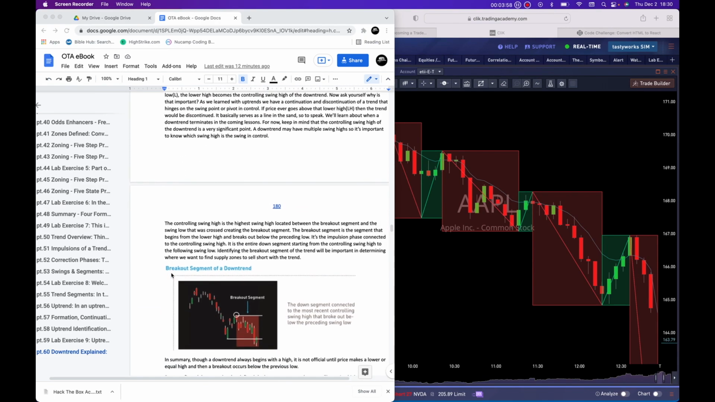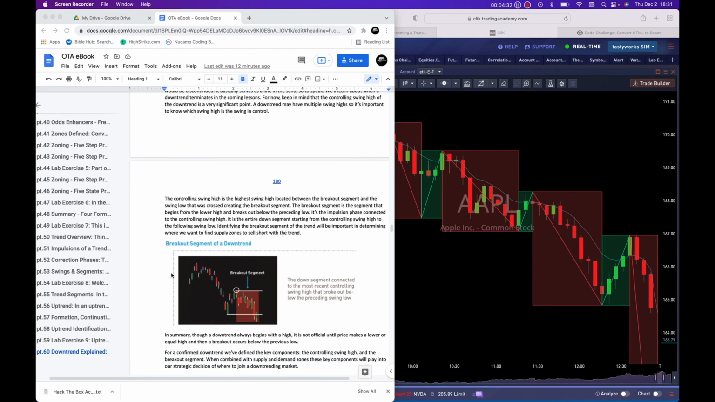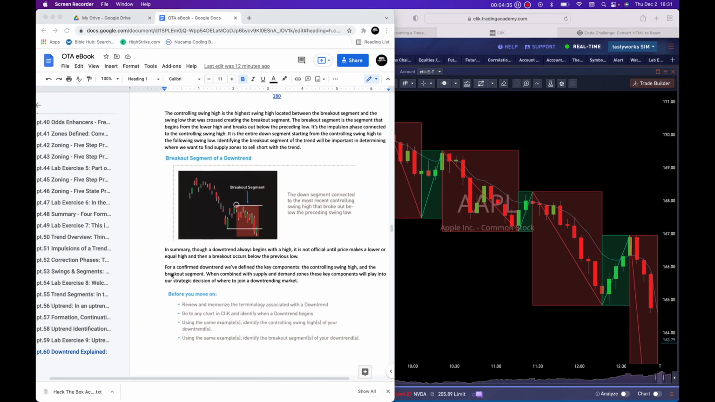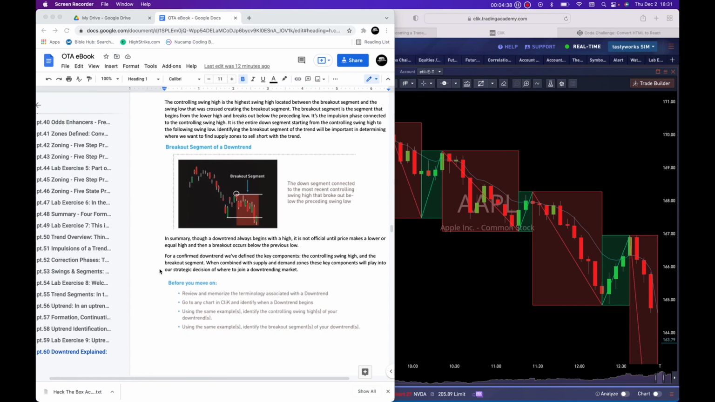A downtrend may have multiple swing highs, so it's important to know which swing high is the swing in control. The controlling swing high is the highest swing high that is located between the breakout segment and the swing low that was crossed, which created the breakout segment. The breakout segment is the segment that begins from the lower high and breaks out below the preceding low. It's the impulsion phase connected to the controlling swing high. It is the entire down segment starting from the controlling swing high to the following swing low.